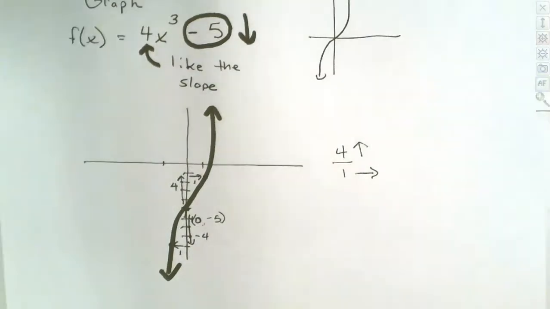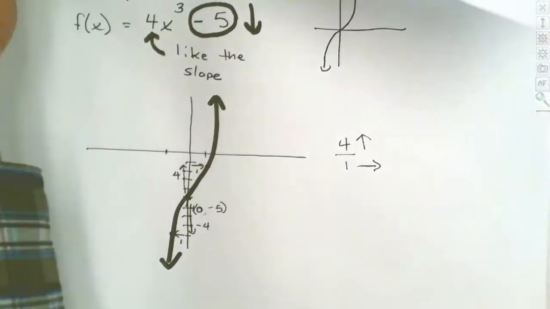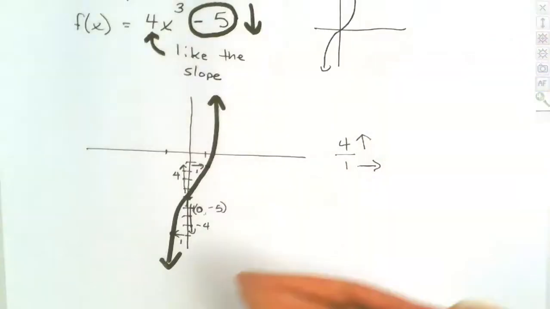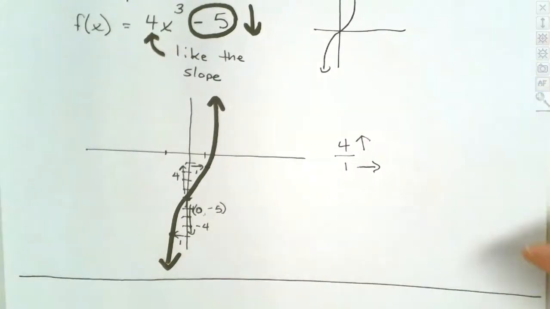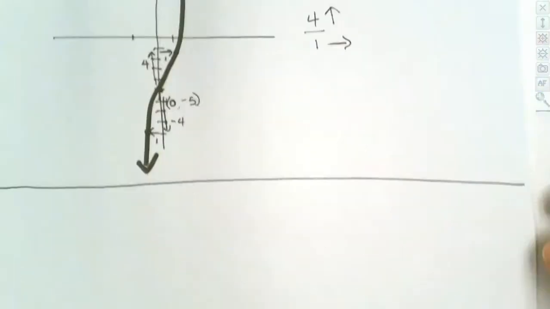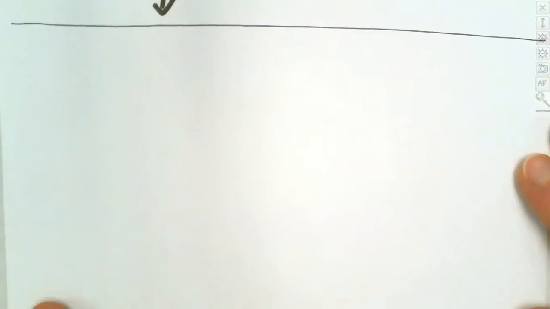So numbers on the end are going to move it up and down. Positives go up, negatives go down. We'll look at a couple more. And then we'll review all the different operations, how it works with functions, what moves it up and down, what moves it left and right, and everything else. So let's do another one of these, and then we'll talk about how to move it left and right.